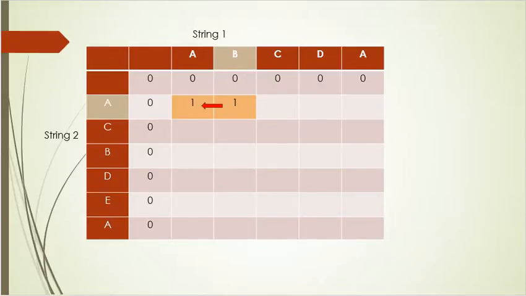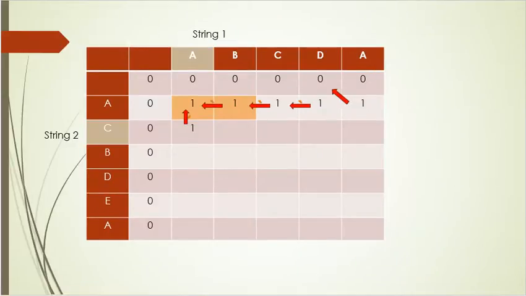Likewise, filling up the matrix goes with the next value, A and C. Again, it's not a match, so I'm just putting 1, that is, I'm getting the maximum value, and I'm putting an arrow to show where I'm getting this value from. Likewise, I'm filling another value. A and D is not a match, again I'm putting 1, and then A and A is a match. Then I'm adding 1 to the diagonal. Currently the value in the diagonal is 0, so I'm adding 0 plus 1, that means 1.